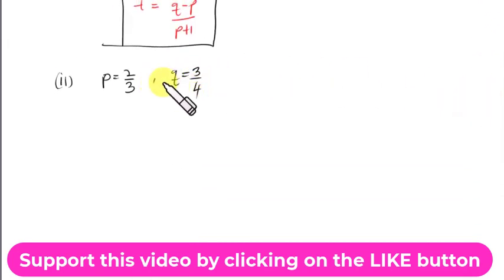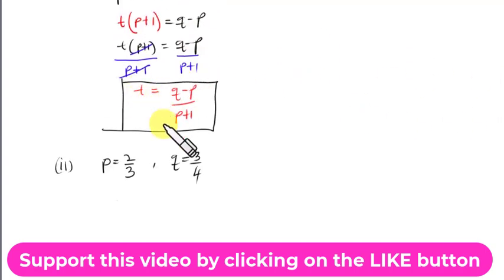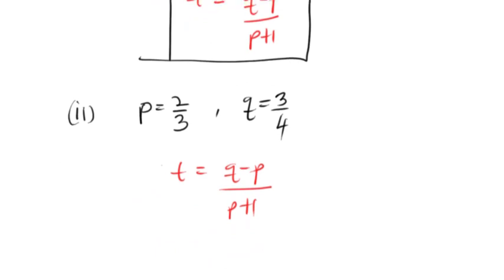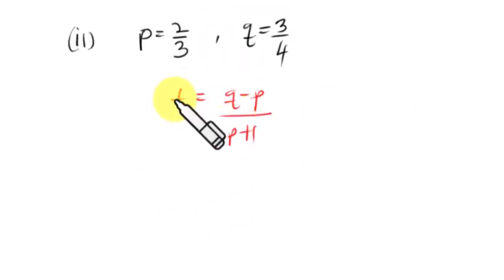All right, let me put down the expression that links T to the other variables. We have it here. The expression is this one, where T is made the subject. We have T equal to Q minus P all divided by P plus 1. So we are finding the value of T, and that is pretty simple because T is on the left and T is an expression of Q and P, and we know Q and P. So all that we're going to do is to put them in and simplify.